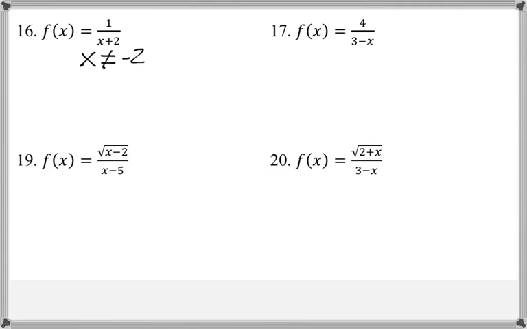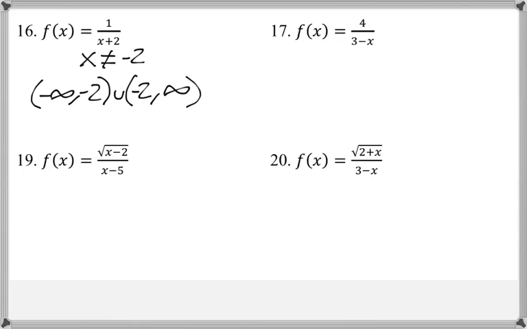So in interval notation, this could be negative infinity all the way up to negative 2, and then negative 2 all the way to infinity. So it's really just negative 2 that you need to exclude. Everything else is okay.